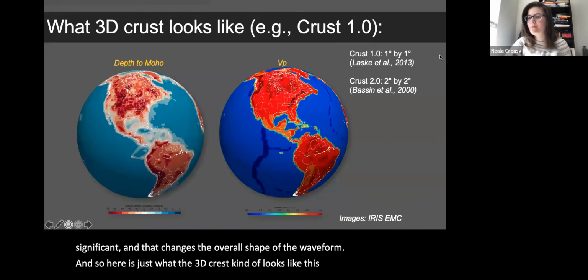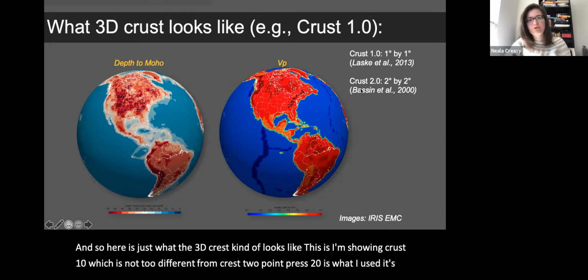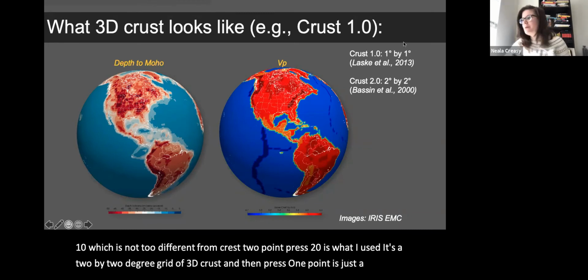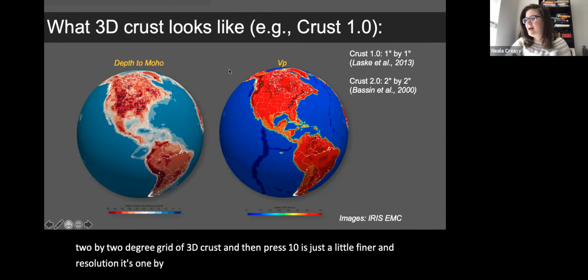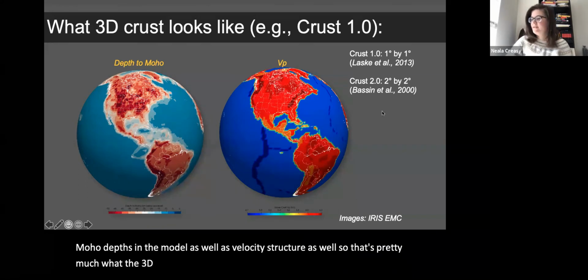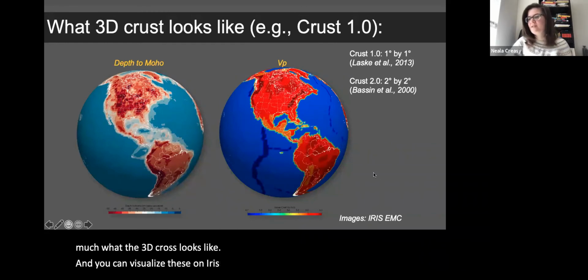I'm showing Crust 1.0, which is not too different from Crust 2.0. Crust 2.0 is what I used. It's a 2 by 2 degree grid of 3D crust, and then Crust 1.0 is just a little finer in resolution. It's 1 by 1, and it has Moho depths in the model as well as velocity structure. So that's pretty much what the 3D crust looks like. And you can visualize these on IRIS EMC. It's a great resource to have.